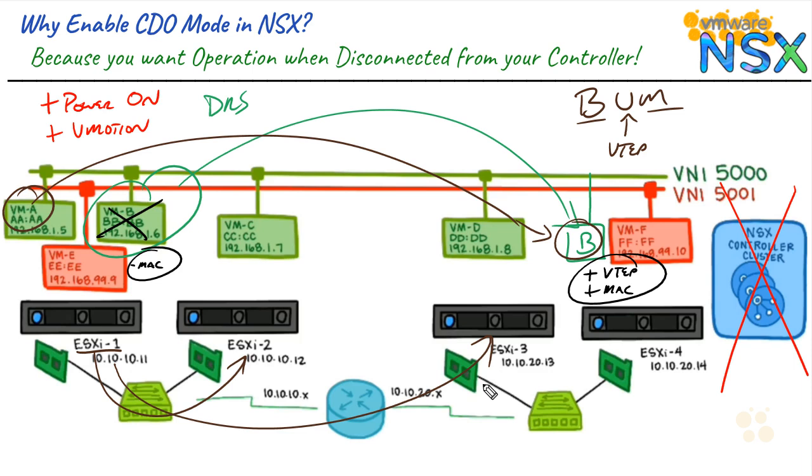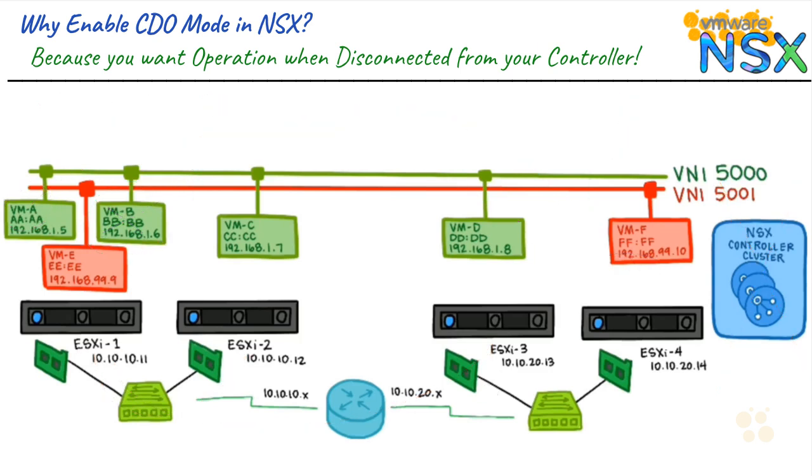And we're going to have that exact same situation if we were just to boot a brand new machine. If we booted up virtual machine Q on ESXi4, wouldn't the same thing happen? No one would know that it existed. No one would even know ESXi4 was a part of that particular switch. So that's why we have CDO mode, Controller Disconnected Operations. CDO is actually talking about control plane success even when the controller is offline.